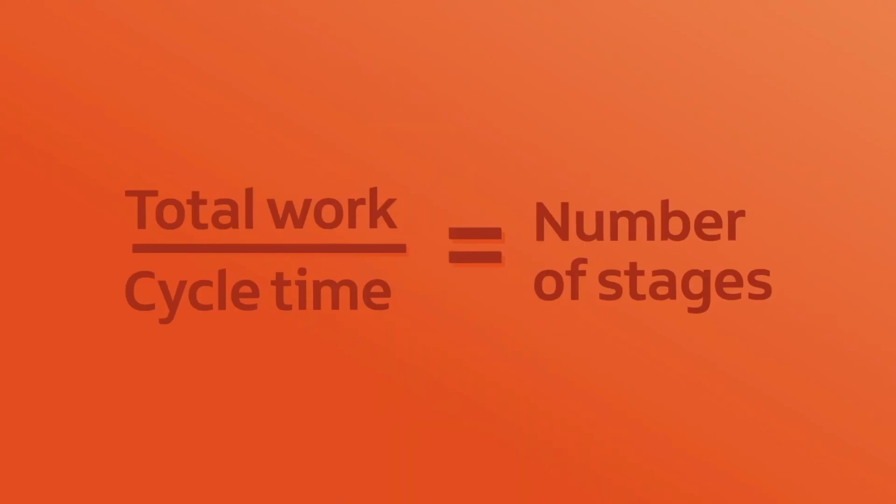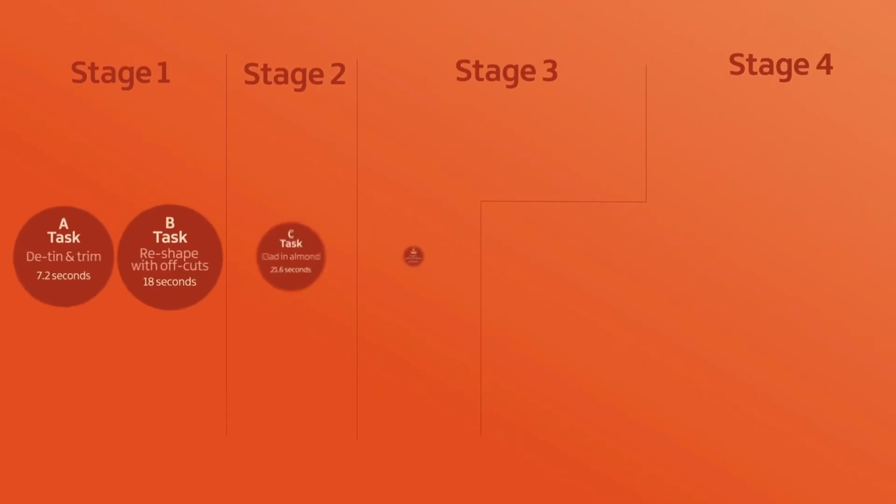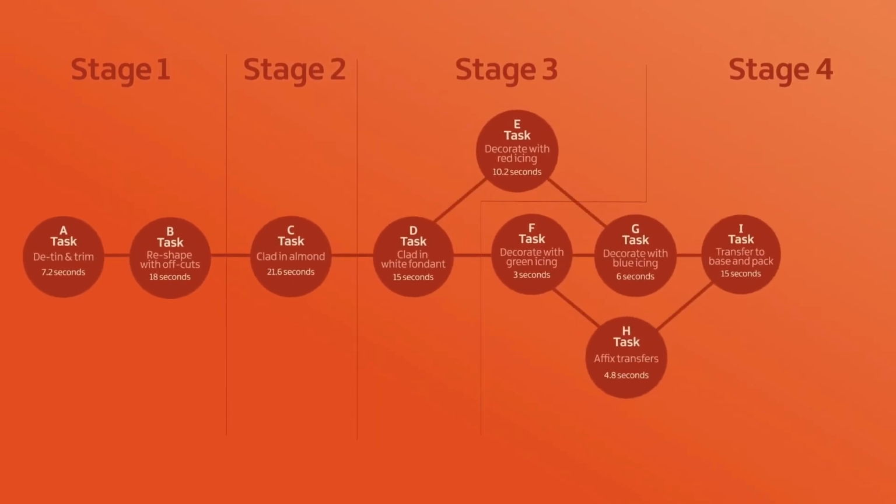The total work content is 100.86 seconds. We can use this to calculate the number of stages the factory will need. The factory requires 3.5 stages to meet its target cycle time. Of course, the factory can't have half a stage, so we can round that up to 4. If we round it down to 3, it would have too few. Let's allocate these tasks to the 4 stages.